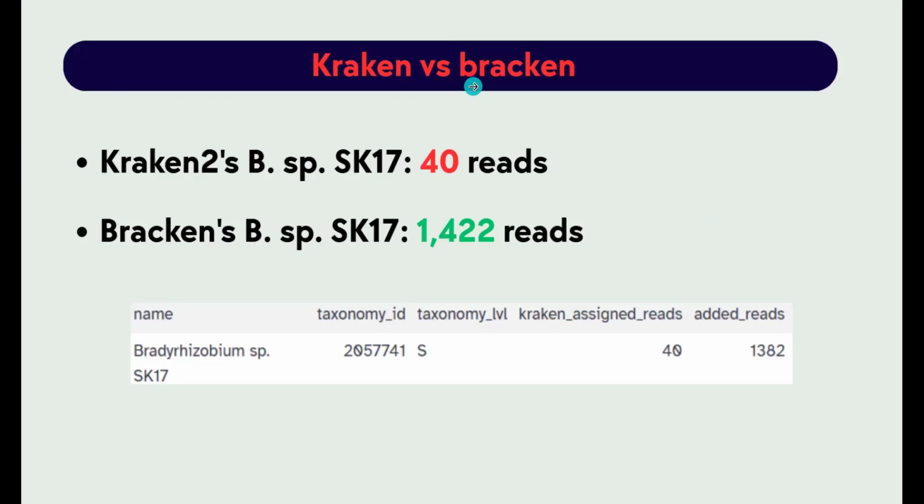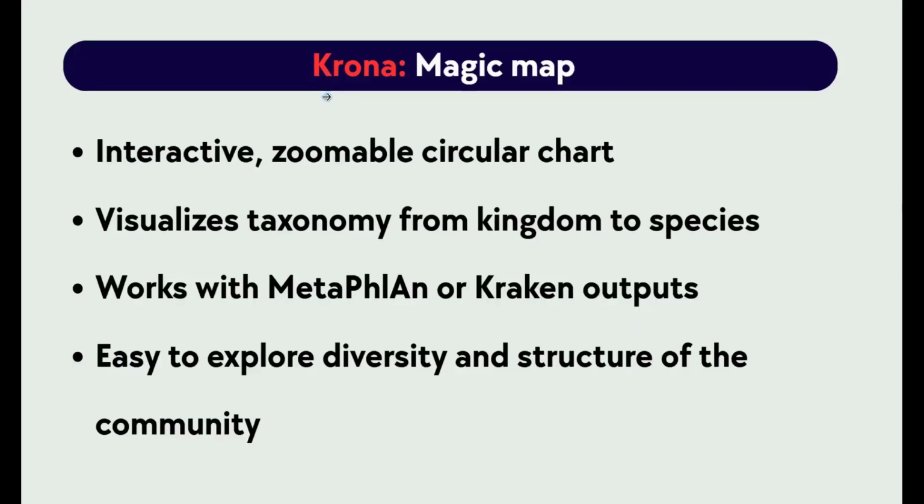Now that we have found some microbial life in the forest, using our tools Kraken 2 and Bracken for identification of microbes and then estimating their abundance, we need a map now to understand where everything fits. That's where Krona comes in. Krona builds a magical circular map that lets us zoom in on the microbial tree of life from kingdom all the way down to species.